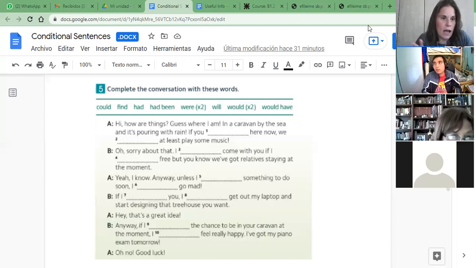O sea, no fue, ya está, no puede pasar. Yes. Entonces, primera, segunda, tercera. Tercera. Bien, ahora la armamos. De un lado tiene que ir pasado perfecto y del otro would más presente perfecto. ¿Cómo sería? I would have come with you if I had been, si hubiera estado libre.